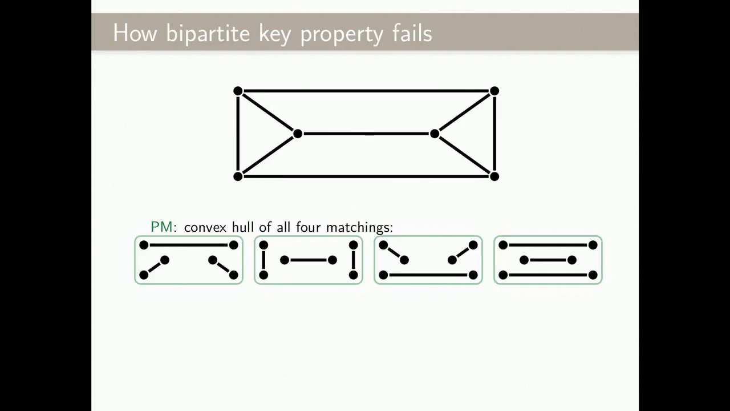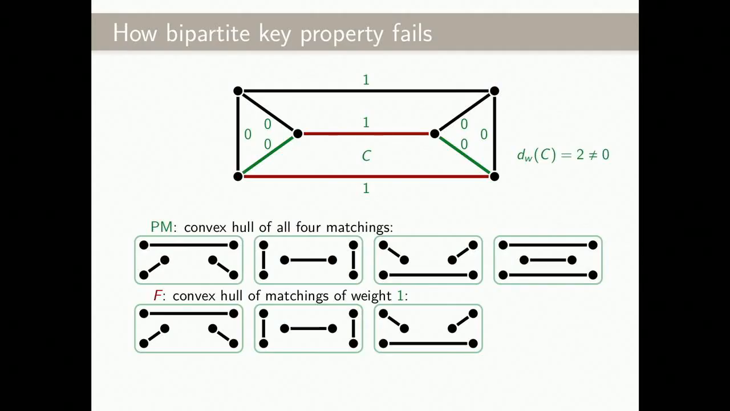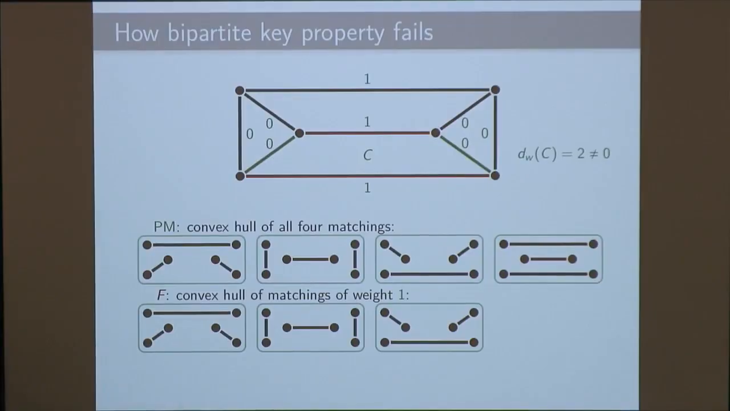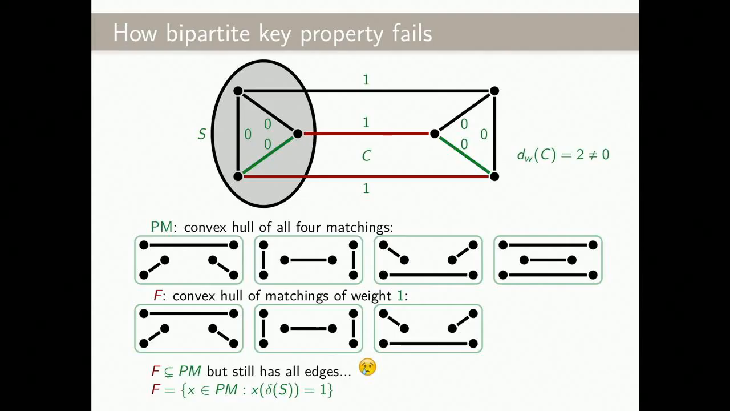Here's the example. This graph has four perfect matchings. If I assign a weight function that assigns non-zero discrepancy on all the four cycles, for example weight one on all these edges, weight zero on the other ones, then the minimum weight perfect matchings, if you look at their convex hull, keep all the edges of the graph. So there's no edge that will disappear. What happened instead is that each min weight perfect matching now has to select exactly one of these edges. So there is an odd set that became tight.